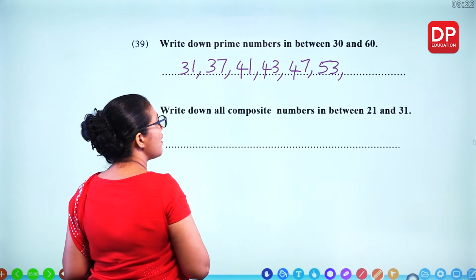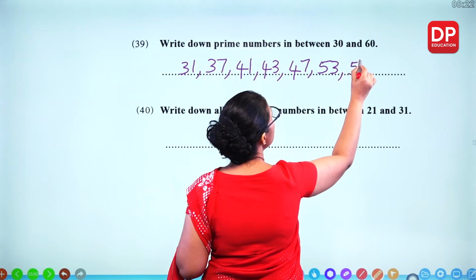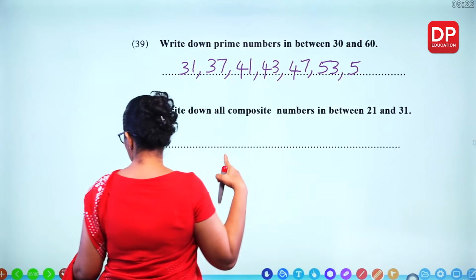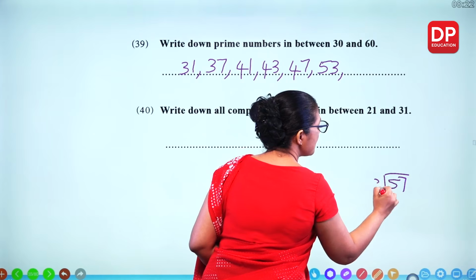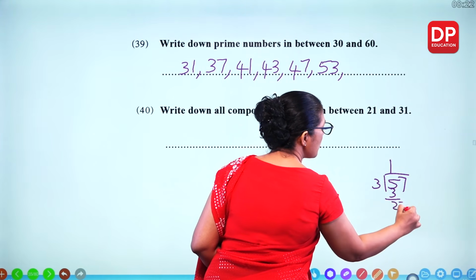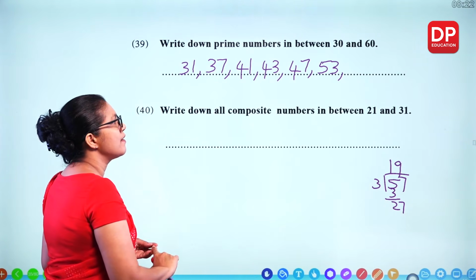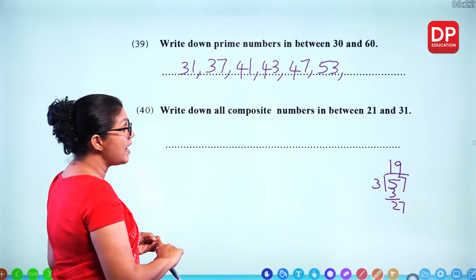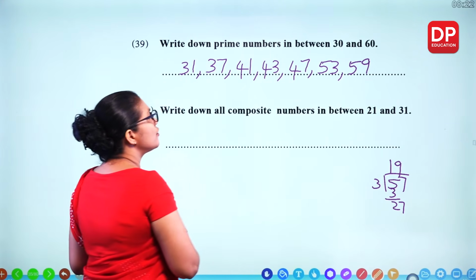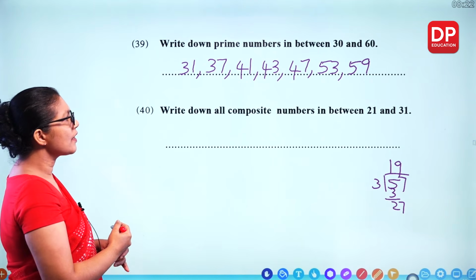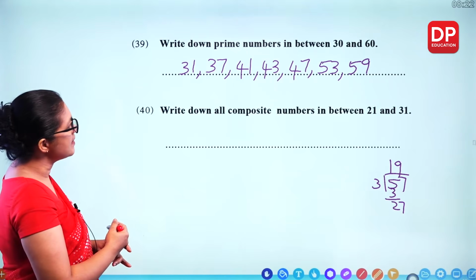54, 55, 56, 57. 57 again, can we divide? Yes, divisible by 3. 57, when you divide by 3, 3 times 19 is 57. So it's divisible. You can't write 57. 58, 59 is a prime number. So not divisible by any other number. So those are prime numbers in between 30 and 60.